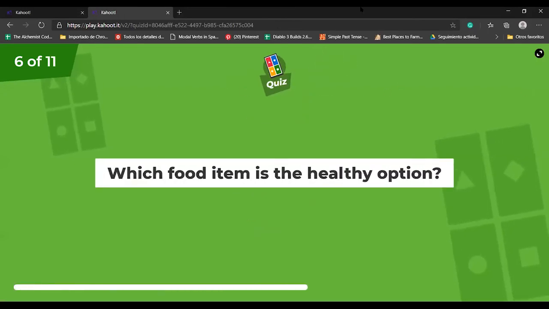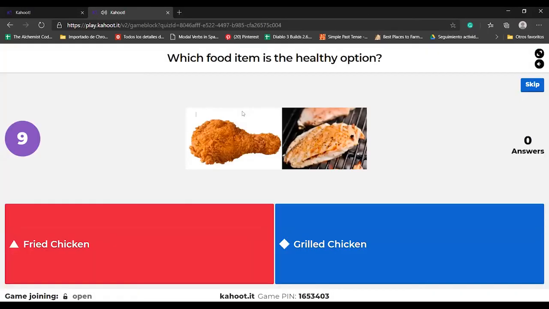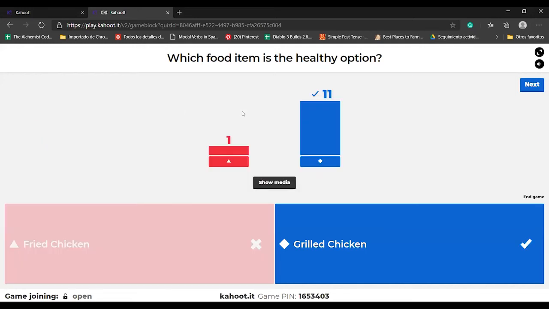Okay, again, the healthy option. A fried chicken or a grilled chicken? Excellent, a grilled chicken. And why? Because fried chicken uses oils, okay?